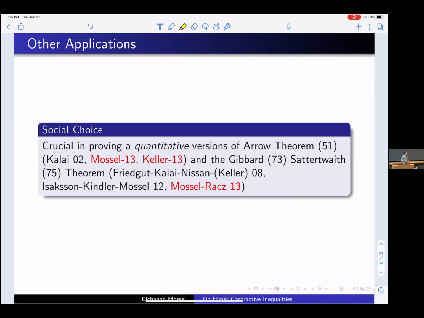I can tell you many other stories of uses of this inequality. It's used in what's called social choice theory. How many of you have heard of our theorem?